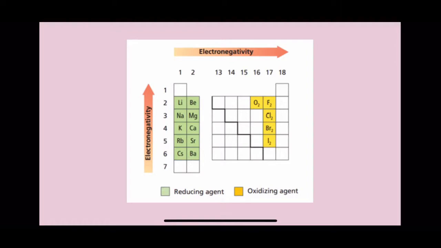This is an example of electronegativity. The higher it is in the group, the more electronegative it is, and the more to the right it is, the more electronegative it is. So the closer an element is to fluorine, which I think is the most electronegative element, the more electronegative it is.